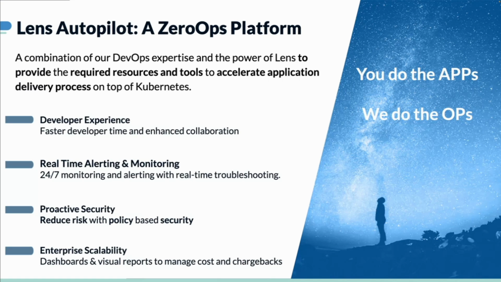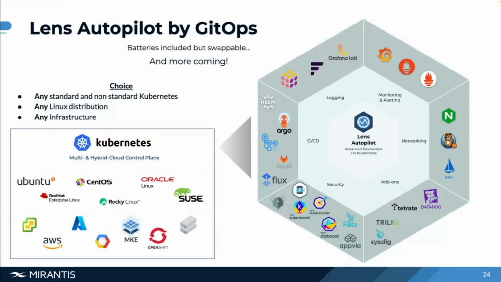And this is true at scale, where you have multiple clusters running on-prem and in the clouds, in various configurations, various sizes, with various components deployed in them, and various requirements for teams and applications. So you have that heterogeneous environment, and you need to have the proper support on these environments. This is where Lens Autopilot as a ZeroOps platform comes in, where we bring the power of Lens together with the power of our DevOps engineers. So how does that work?